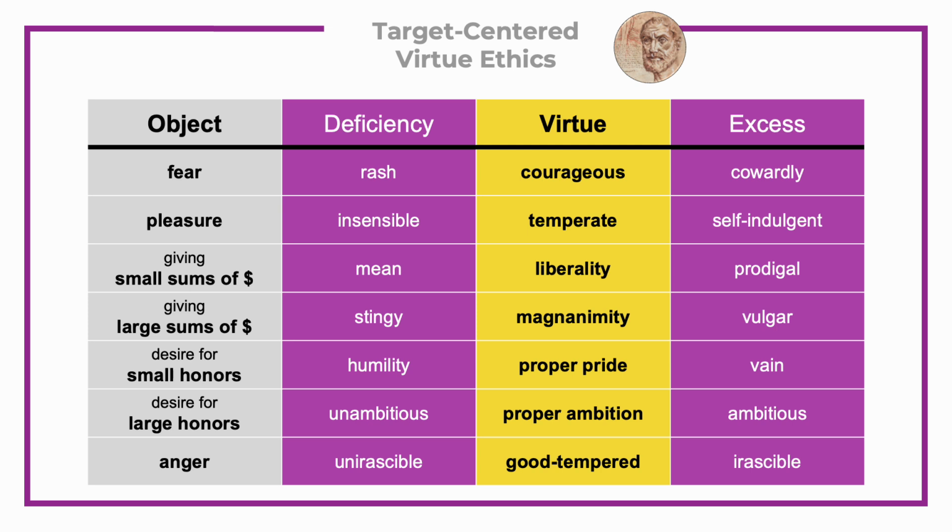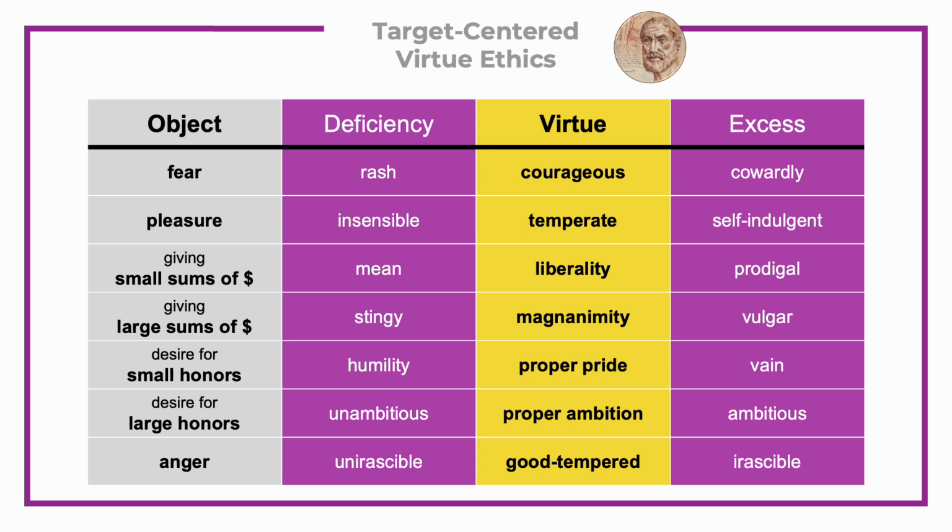This little chart is a more detailed version of some of Aristotle's views. You'll see that for each virtue, the thought is that there's some object, and then there's a deficiency and an excess. You can read through this on your own, but I like the one at the bottom with respect to anger. There are some people who are good-tempered, right? They have the appropriate amount of anger, but then we know there are some people who get angry too easily or have too much anger. That's the irascible person in Aristotle's view. And then there's the unirascible person, the person you can't get to be angry no matter what you do.